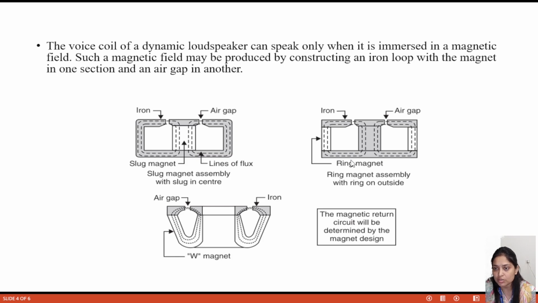This is the same working principle, just an improved version. Here this one is totally the magnet ring type, and this one is the iron yoke. Here this is the air gap. The iron yoke guides the magnetic flux through this air gap, so the voice coil can interact properly when it also generates magnetic fields.